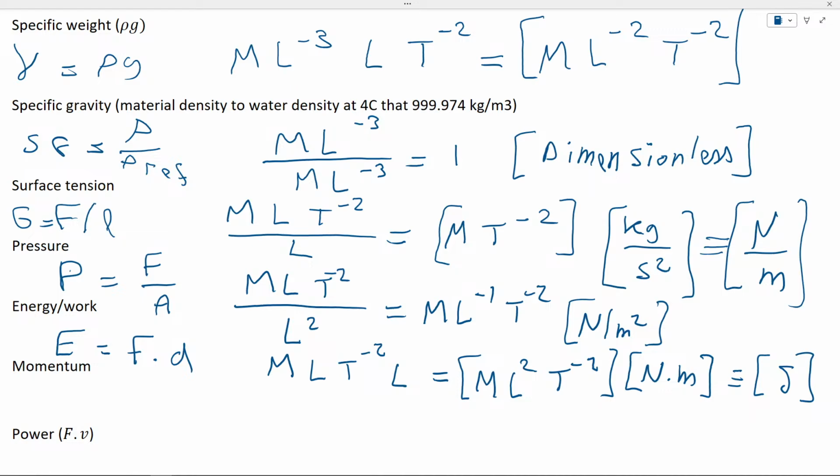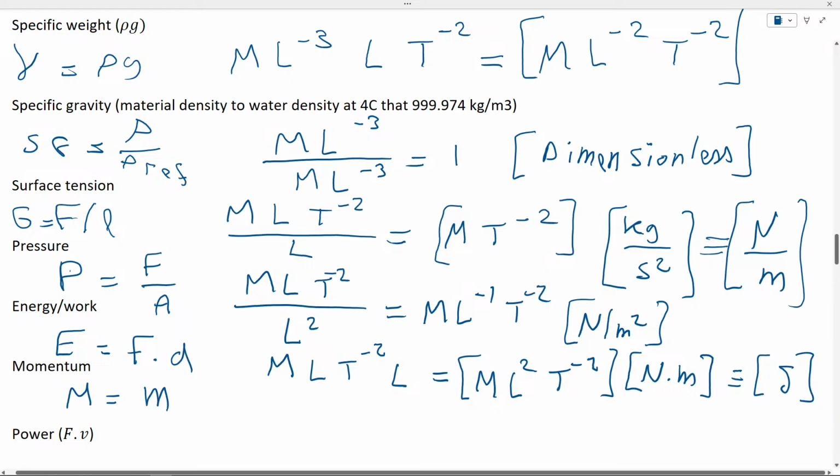Momentum is usually mass times velocity. So that will have M, and velocity is L T^-1. It's mass times velocity.